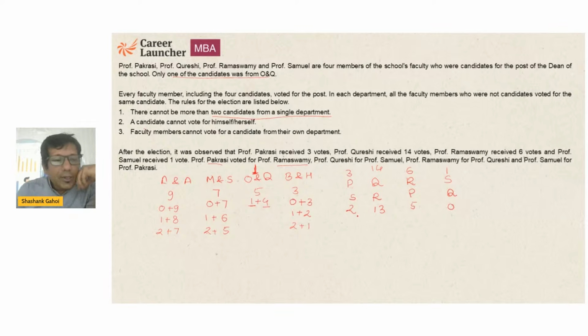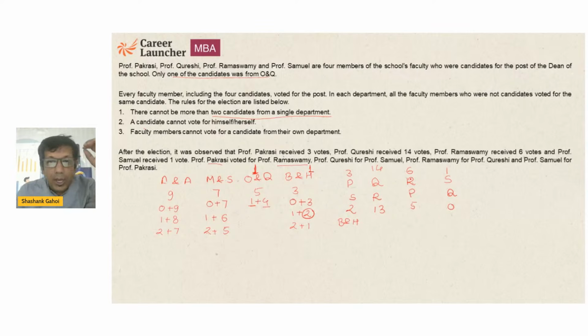Now, if P is getting 2 additional votes, from which department can it get 2 additional votes? The only possible number is this. It means those 2 votes are definitely coming from B and H, and it also says that B and H must have exactly 1 candidate. This is the direct inference I can draw.